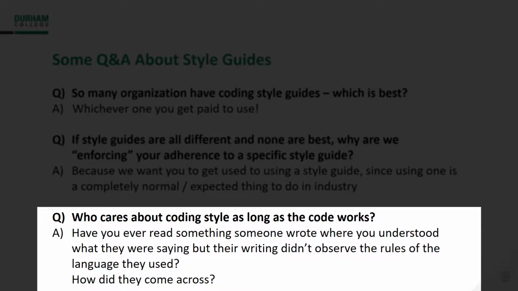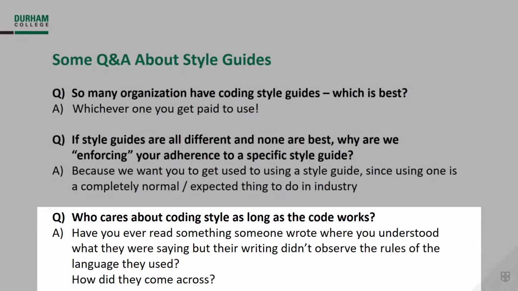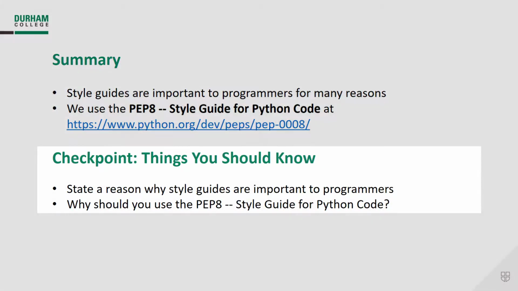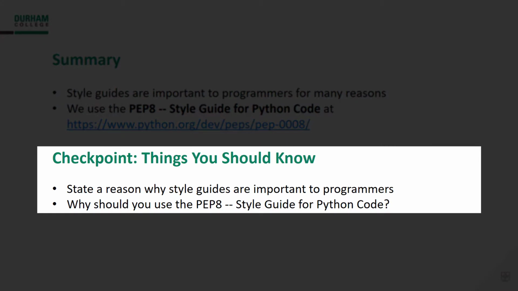We would like you to appear as a professional programmer when you exit this program, and that's what we're working toward here. So style guides are important to programmers for many reasons. We've talked about those, and we use the PEP style guide for Python code in this course. And if you would like to check what you should know at this point, maybe you can state a reason why style guides are important to programmers and why you should use the PEP8 style guide for Python code. You could answer that question by saying, you told me to, but maybe you can come up with a better reason as well.